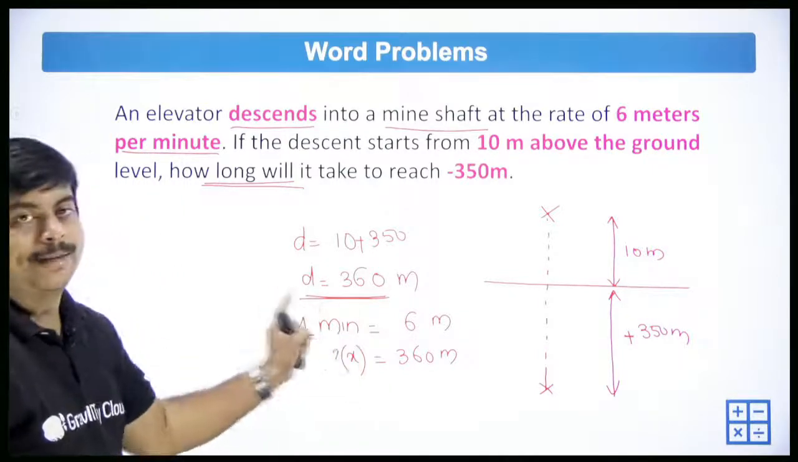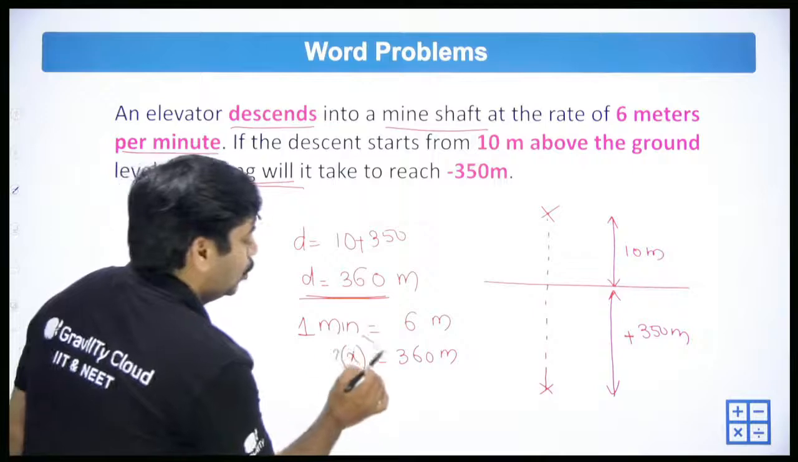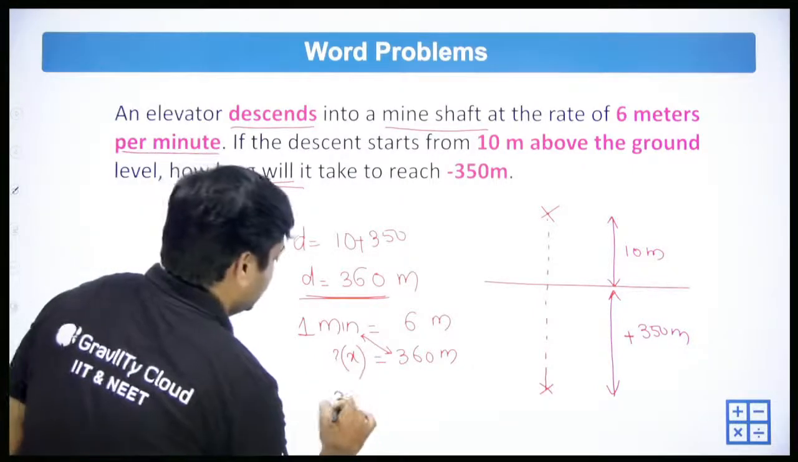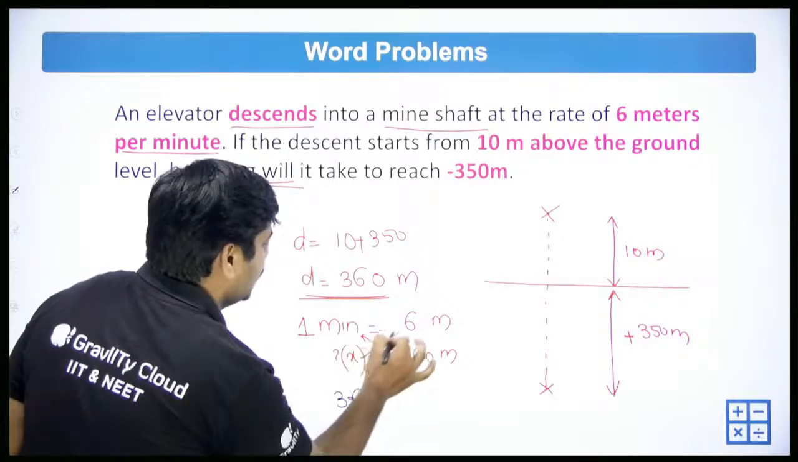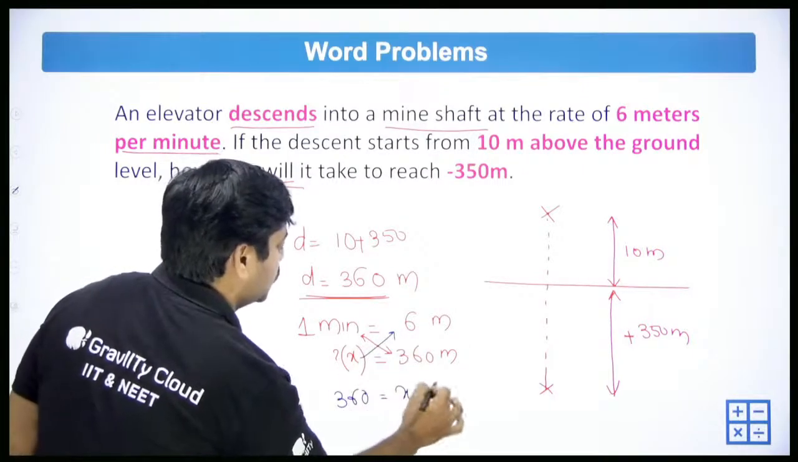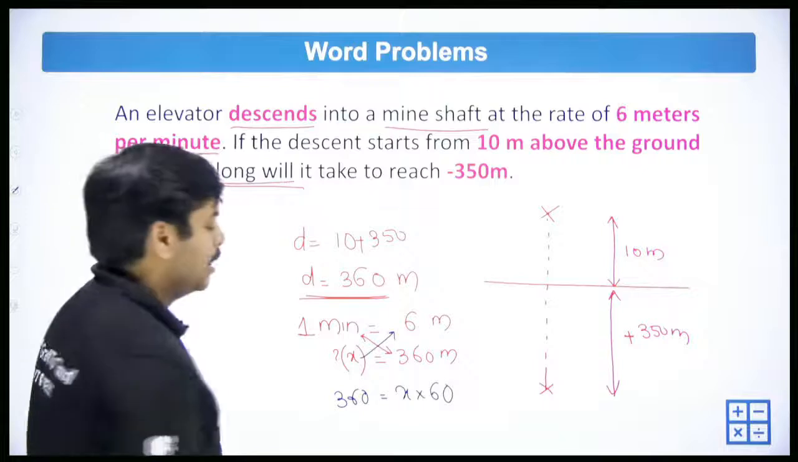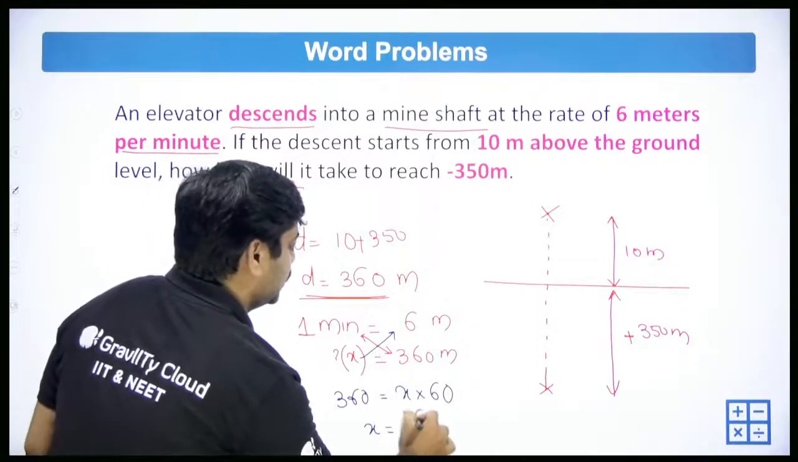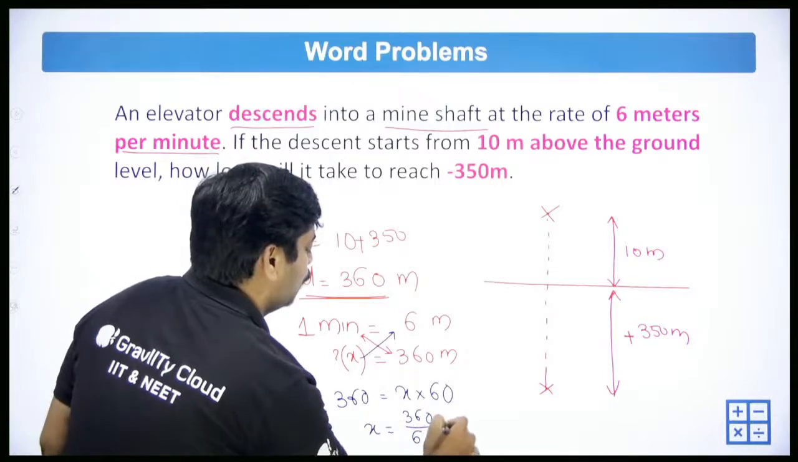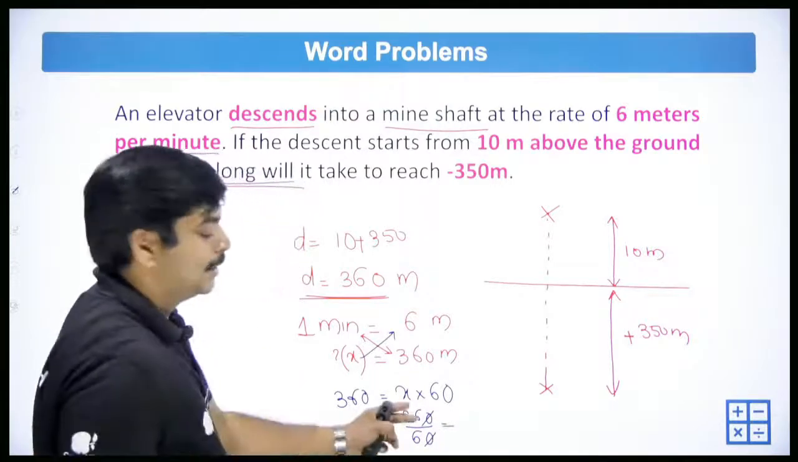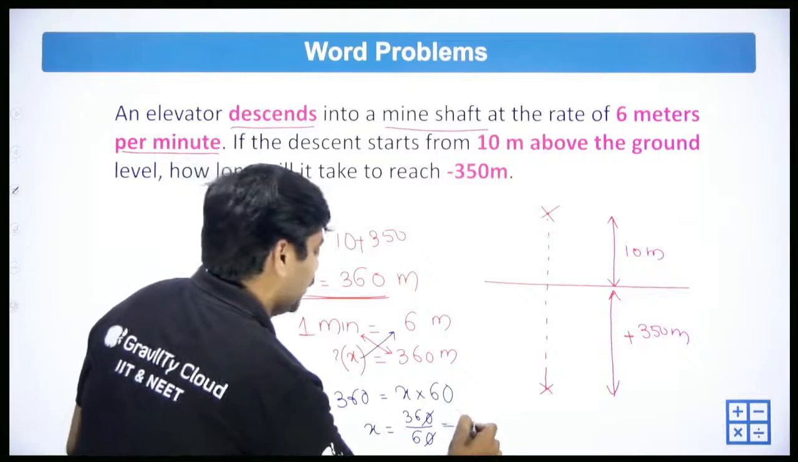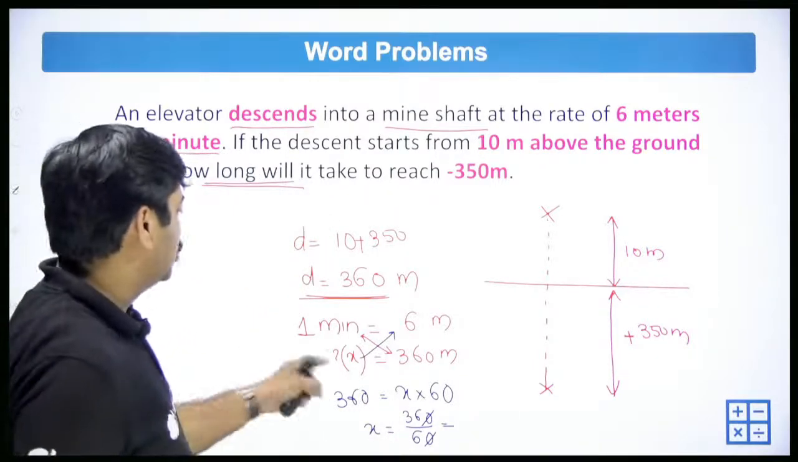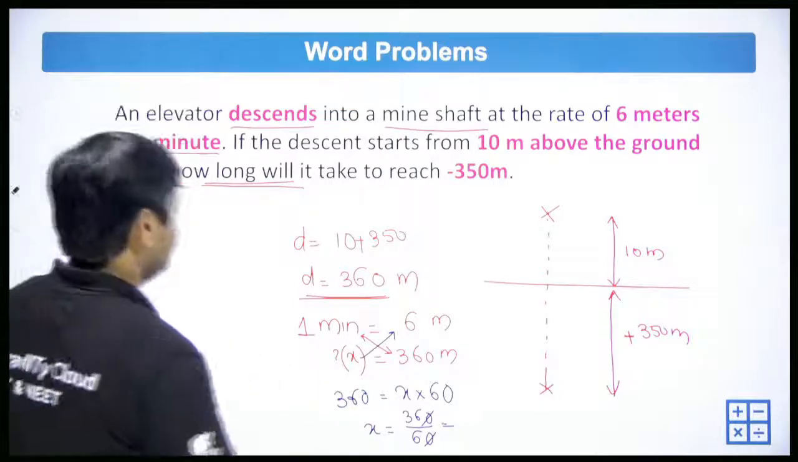You need to cross multiply. 1 into 360, which is 360, is equal to x into 6. So how can you find x here? The value of x will be 360 divided by 6. Sorry, once again, 360 is equal to x into 6, not 60, it is 6.